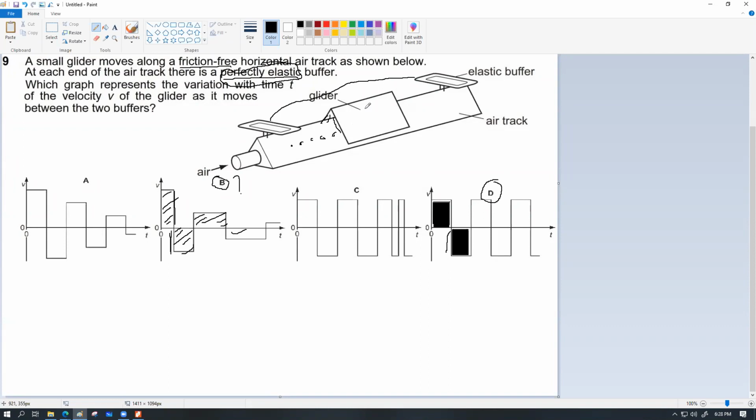Sir, so here we are assuming air resistance is negligible? Obviously, because the question says friction free, all sorts of resistance are zero.